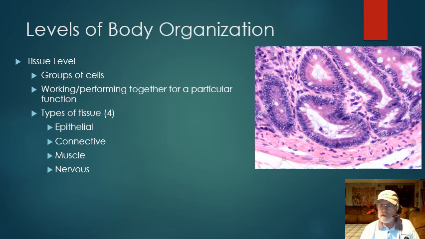Connective tissue, guess what connective tissue does? It connects. Bones are connective tissue, ligaments are connective tissue, fat's a connective tissue, tendons are connective tissue, fibrous tissue is connective tissue. Actually, blood is also considered a connective tissue as well. We have muscle tissue. Muscle tissue is basically made so that the muscle can contract, get shorter, and by doing that, it makes motion. So that's a different type of tissue.